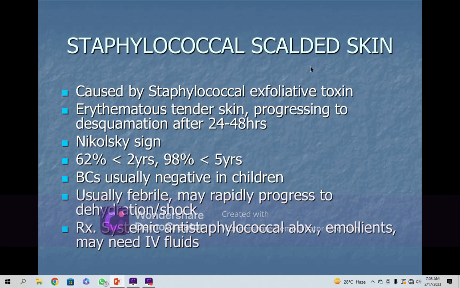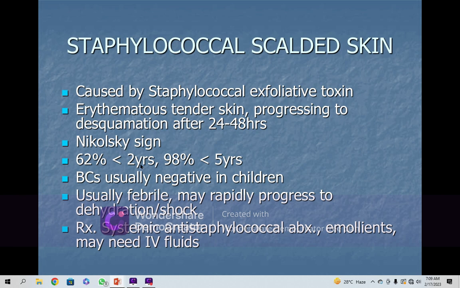Now, streptococcal scalded skin syndrome. Many of us do not know about this condition. Actually, this is caused by the streptococcus exfoliative toxin. Erythematous tender skin progressing to desquamation of the skin. It is just like a burn afterwards. How much percentage of the body surface area is involved is important. And there is a ecological sign: if you put a scratch there, it will peel off.